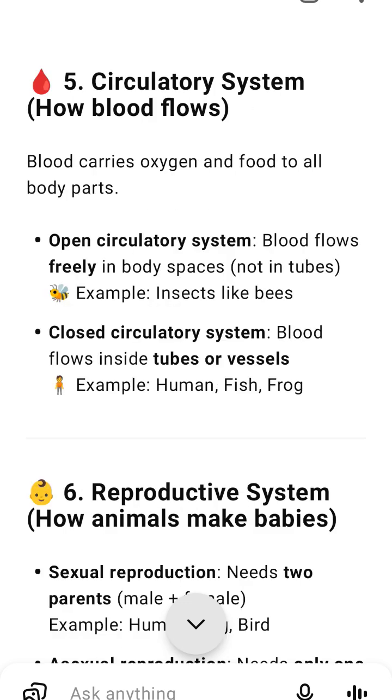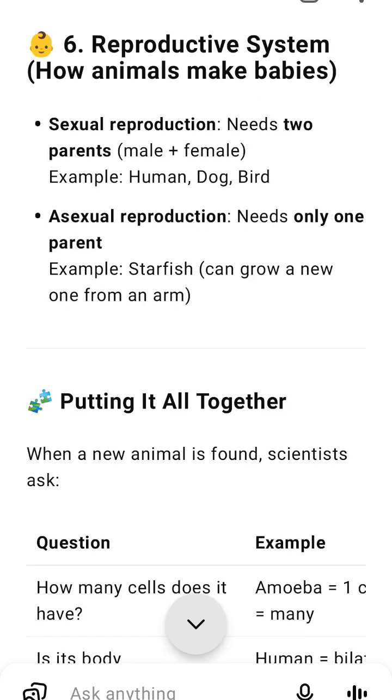5. Circulatory system, how blood flows. Blood carries oxygen and food to all body parts. Open circulatory system: blood flows freely in body spaces.